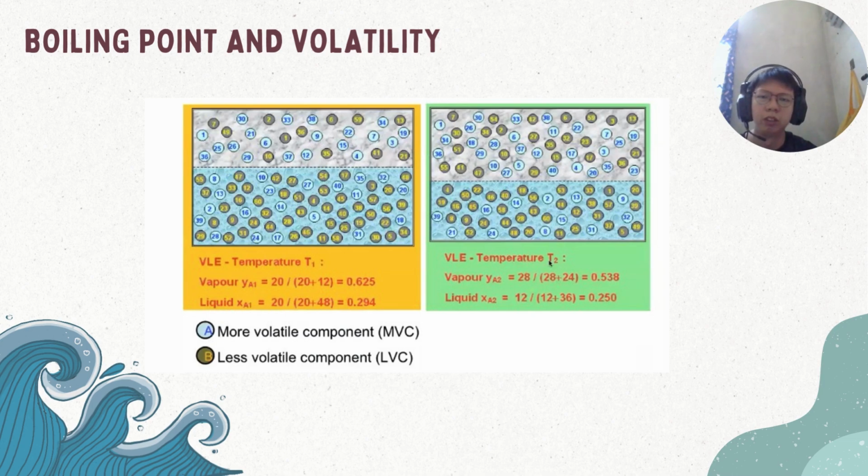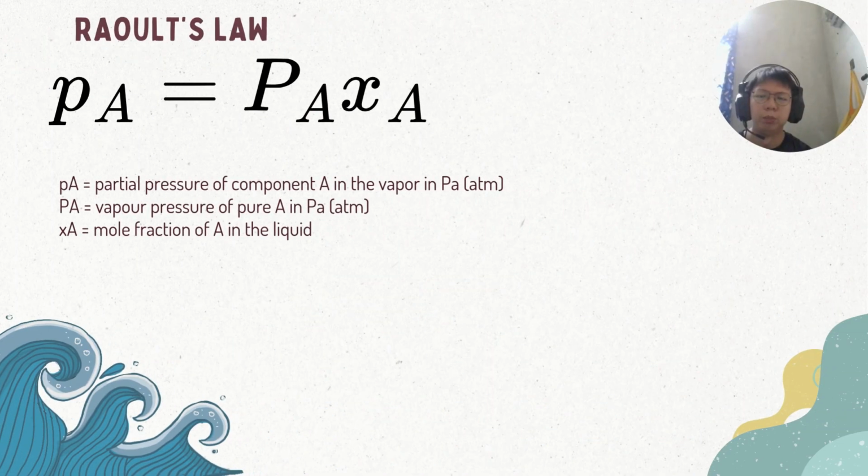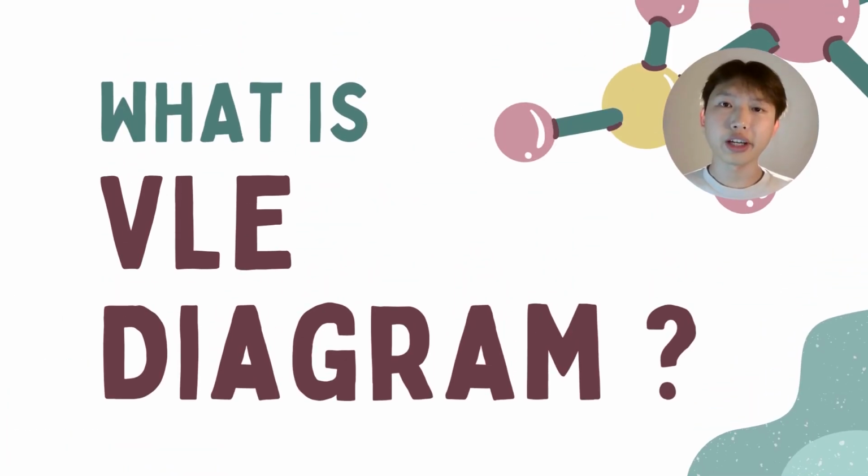This diagram shows us the composition of a vapor and liquid at a specific temperature. YA represents the mole fraction of component A in the vapor phase, while XA is the mole fraction of A in the liquid phase. Raoult's law allows us to predict the composition of a component in vapor or liquid. This is the formula of Raoult's law. Lowercase pa represents partial pressure, while uppercase Pa is the vapor pressure of pure liquid multiplied by the mole fraction of A.